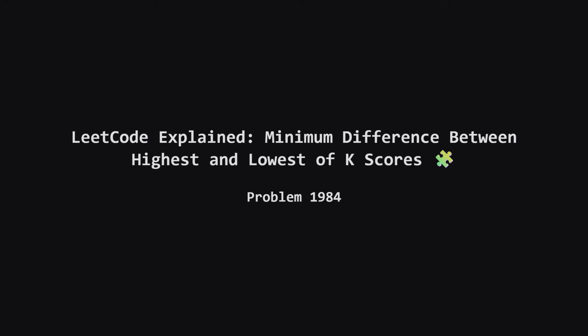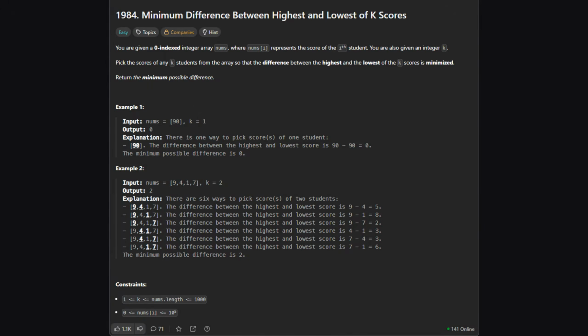Hello everyone, welcome back. Today we're tackling Leetcode problem 1984, minimum difference between highest and lowest of k-scores. It's a bit of a mouthful, but the concept is actually quite straightforward. It's a great problem for practicing sliding windows and understanding why sorting is such a powerful tool. Let's dive in. First, let's understand what we're being asked to do.